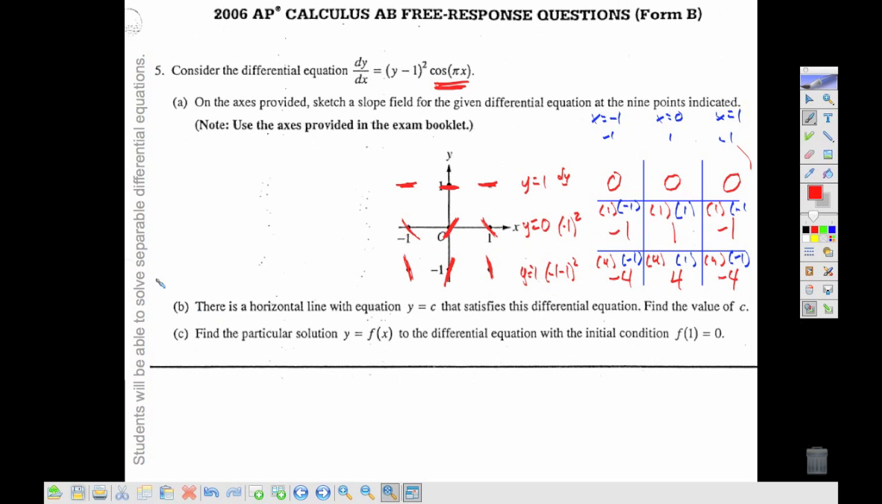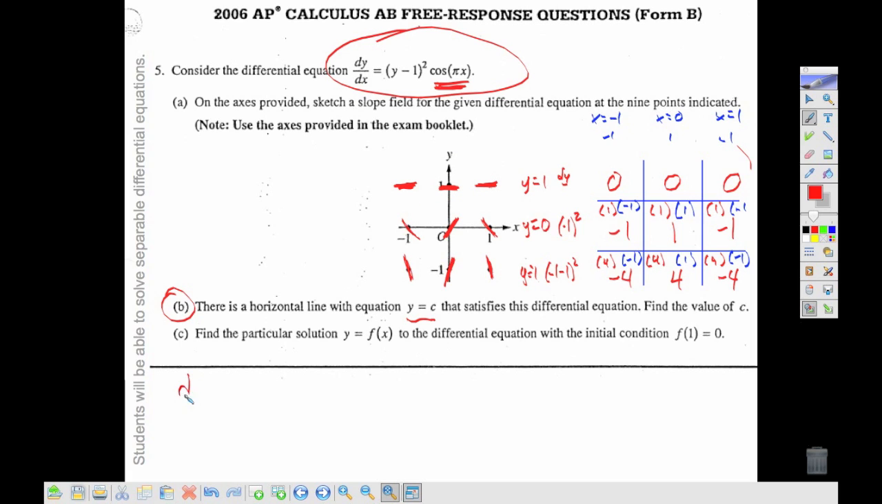Now for the second question, B, they tell us that there's a horizontal line with the equation y equals c that satisfies this differential equation. Find the value of c. Now we could just look at the slope field and notice we kept getting zeros going across here. And so it's really tempting to just say y equals 1 and leave our solution at that, but that wouldn't really be justifying our solution. We're making an assumption based on our slope field.